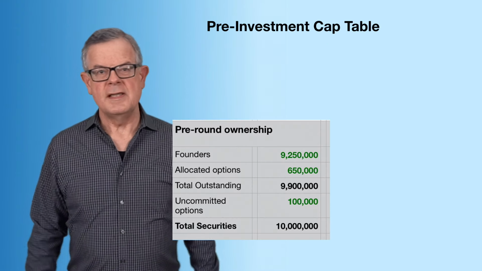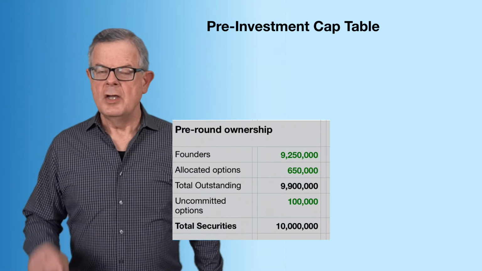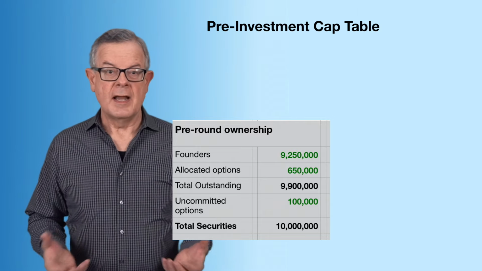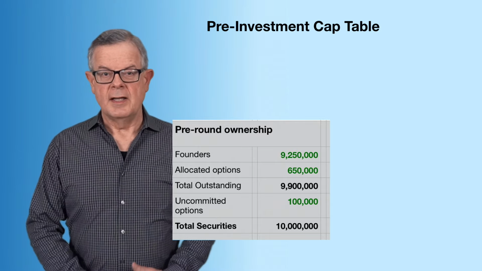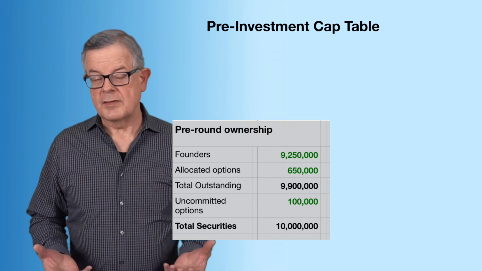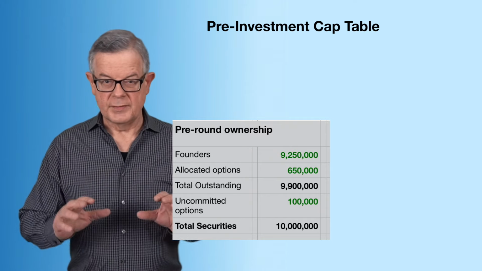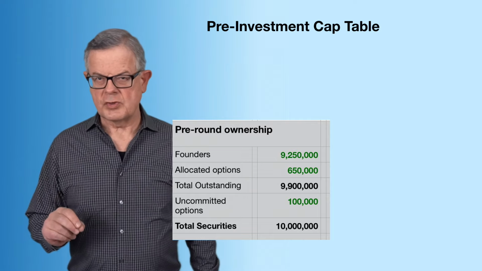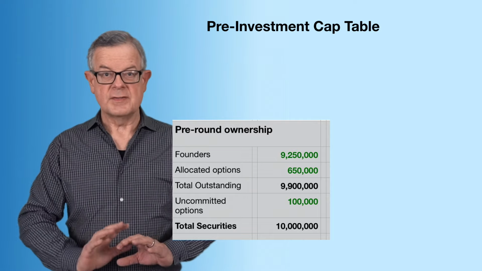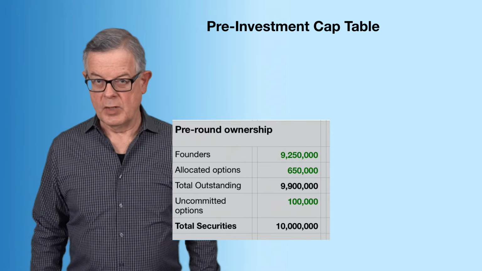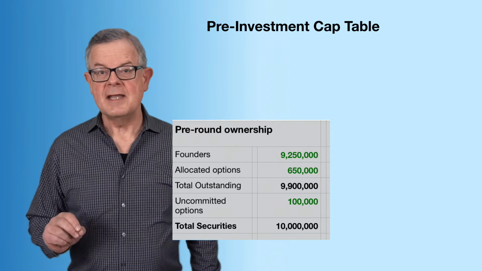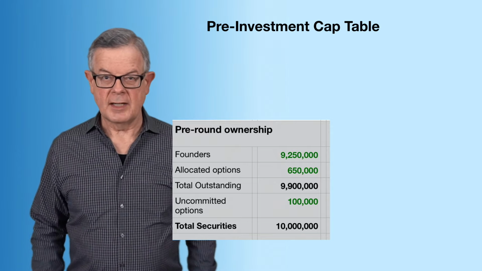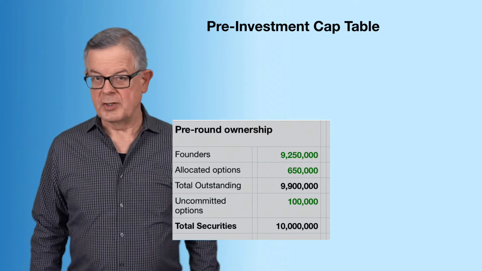Let's start with the pre-investment cap table for the company. We're assuming that the founders have about 9.25 million shares of stock. There's 650,000 shares in an option pool that's committed, for a total of 9.9 million, and another 100,000 shares allocated for options that are not yet committed to anyone. So that's a total of 10 million shares of stock before any investment occurs.